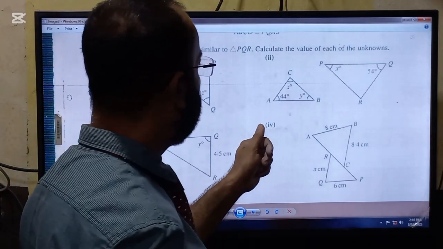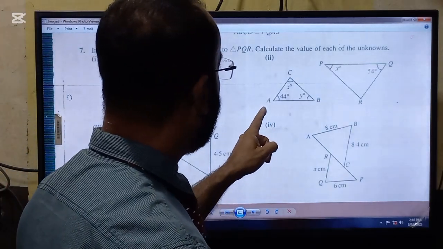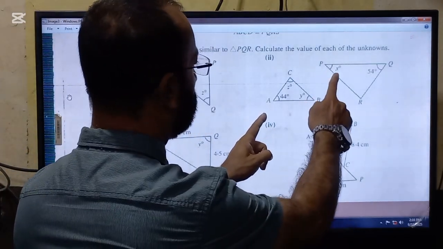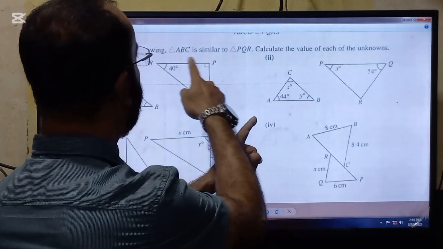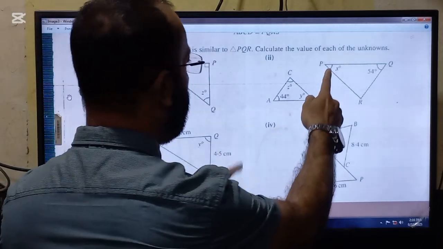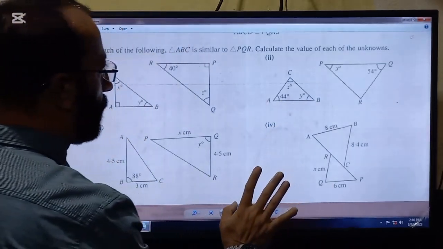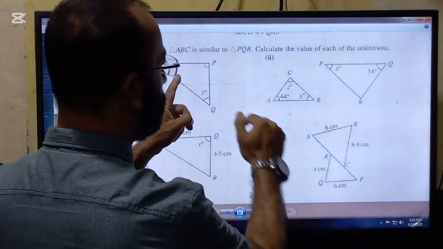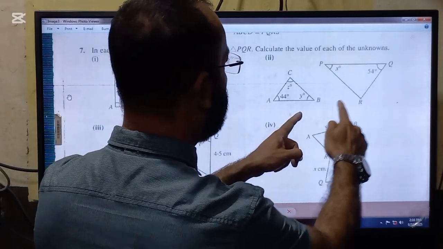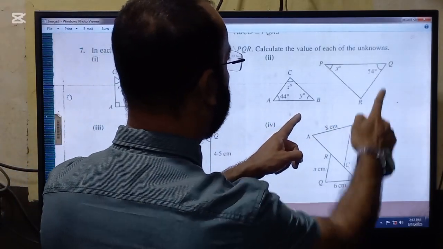In this question, if you see P is X, so A is 44, because P and A are corresponding points, so X is equal to 44. Next point is B. B is corresponding to Q, so Y is equal to 54 degree.